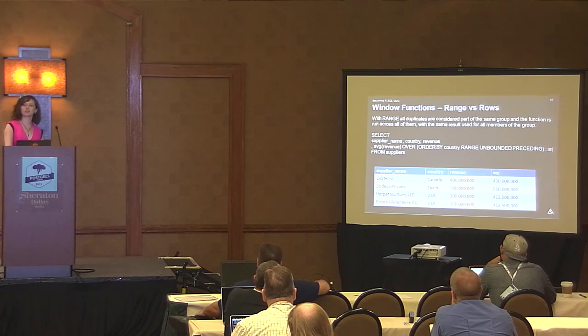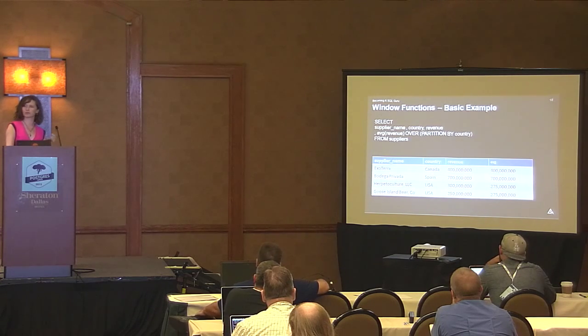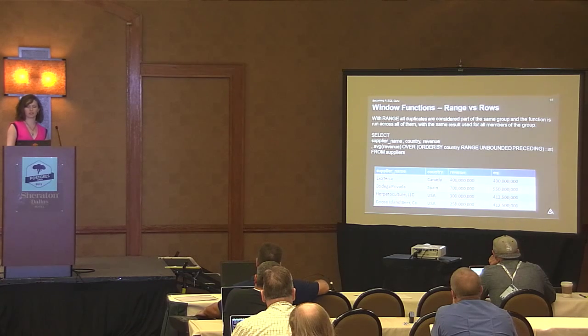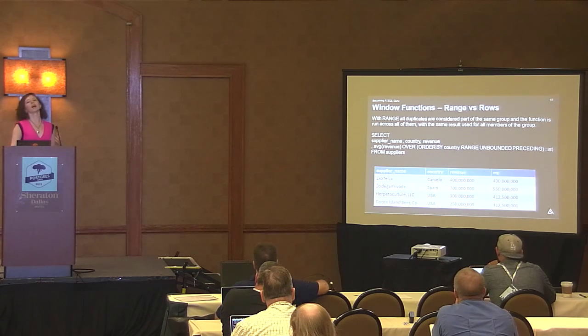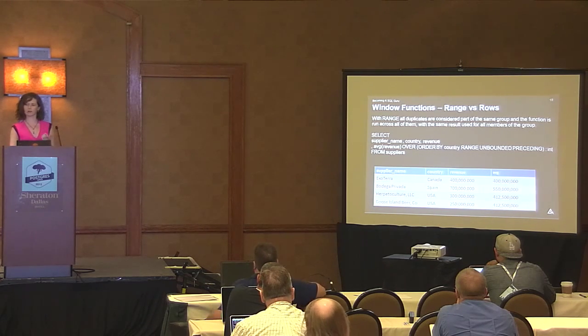Now, in this example, we obviously used the default framing clause. We didn't specify anything. Now we could. Let's say I want to do a running average as I go through my different suppliers. Now, if I specify a range, it's going to include duplicates as part of the same exact group and evaluate them together. So in my example, I'm going to pull, again, the supplier name, the country, and the revenue. And now we're going to do average revenue over order by country, range unbounded preceding.